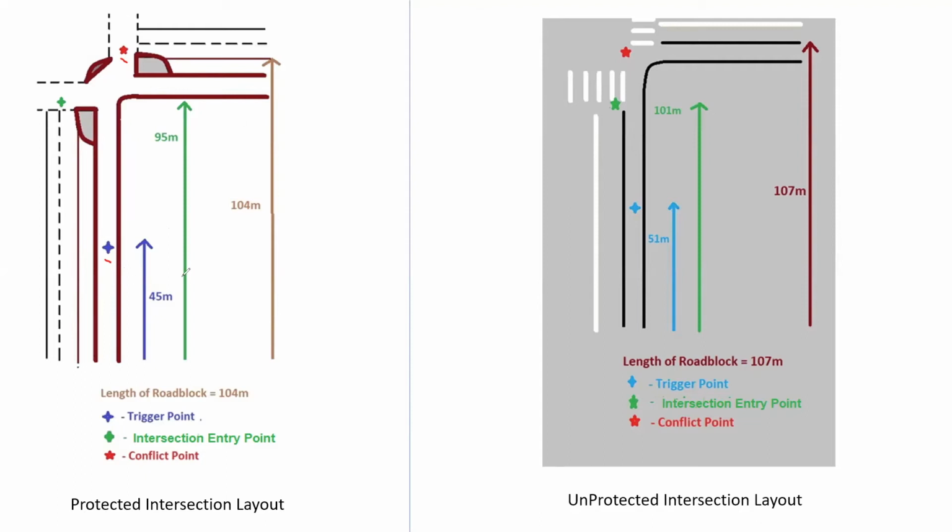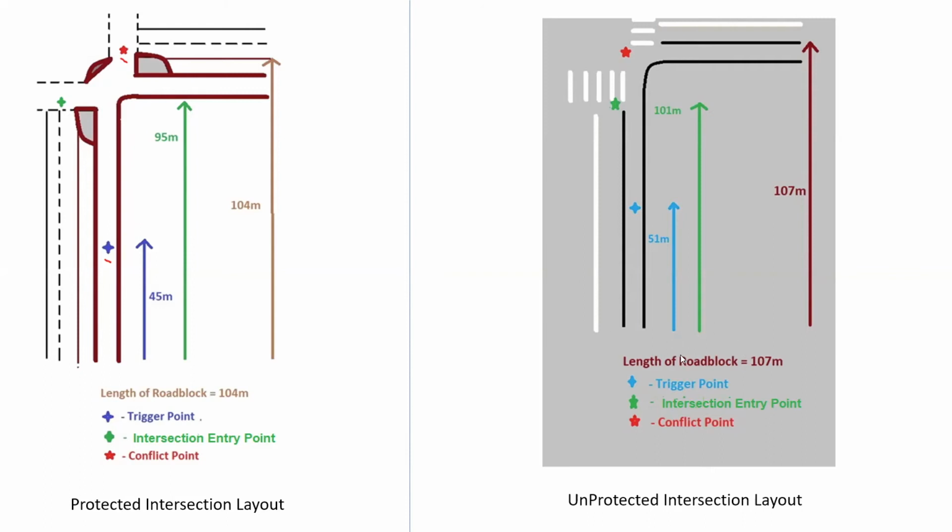Similarly, straight cars are also generated in such a way that they arrive 1 or 1.5 seconds before the conflict point, except they don't turn, they just go straight. Similarly, in the unprotected intersection, we have a layout here. This is the trigger point, which is the blue star. Once the bicycle reaches the trigger point, the car generation is initiated. This is the intersection entry point, because from this point onwards the turning cars begin to make the turn. This is the conflict point, the point at which the bicycle and the car meet.